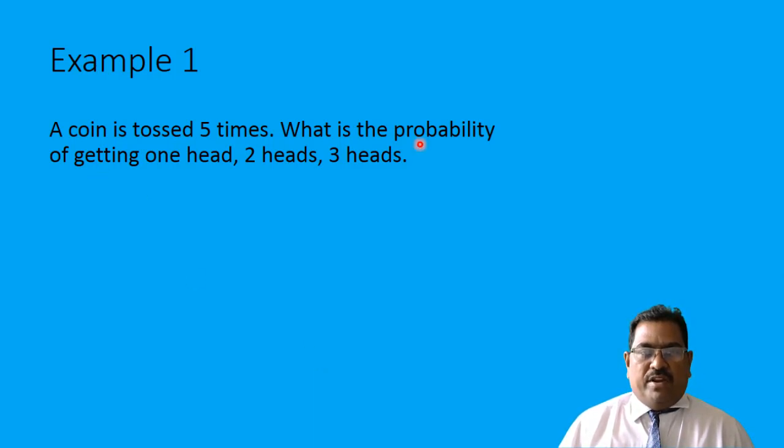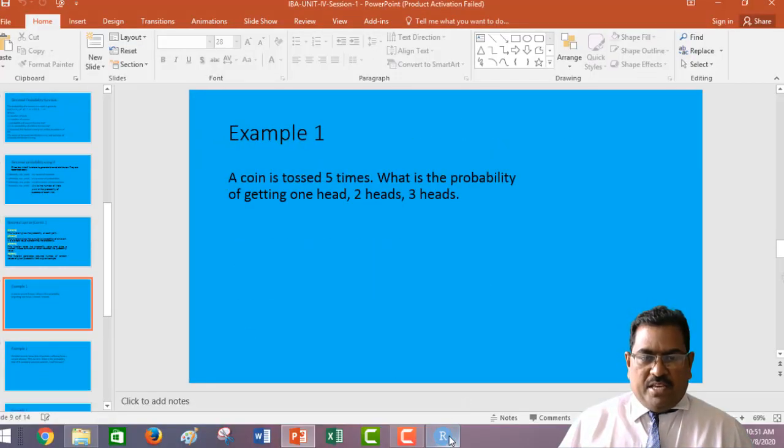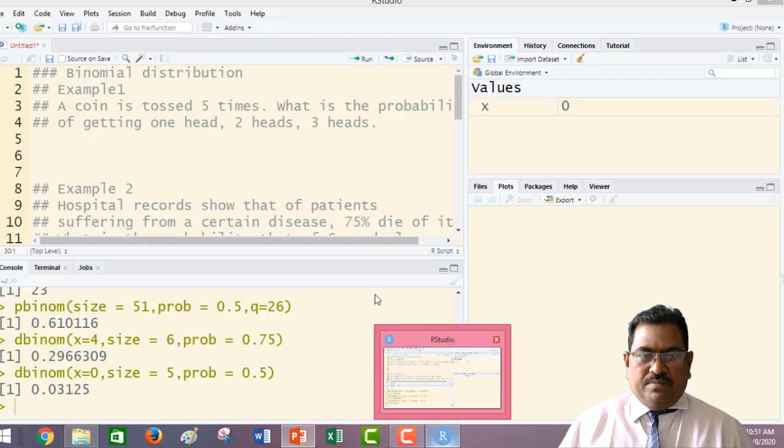Here a coin is tossed 5 times. What is the probability of getting 1 head, 2 heads, 3 heads? Here I will explain this example directly in R programming. Let me just open R.